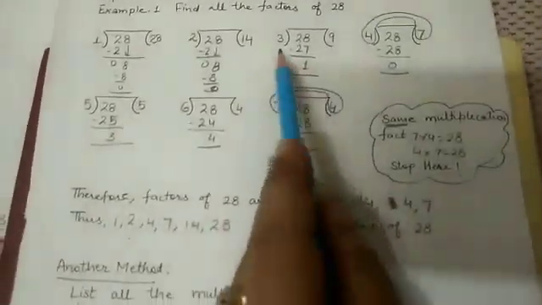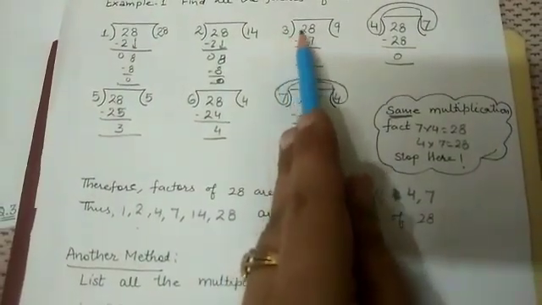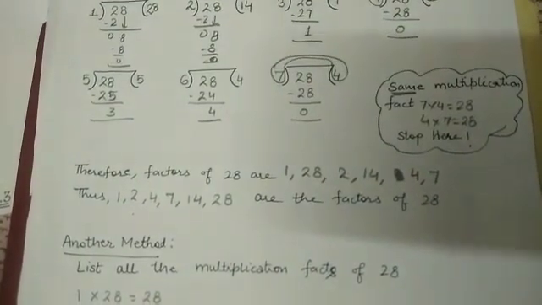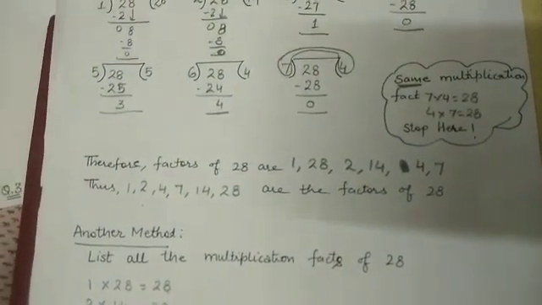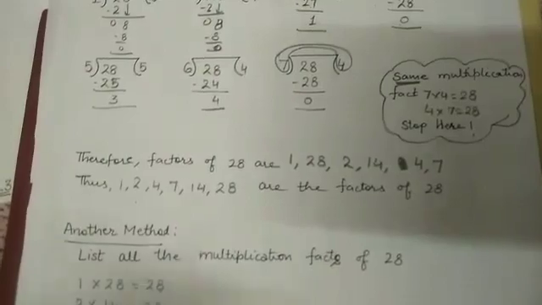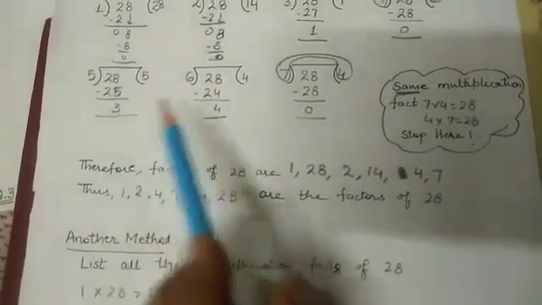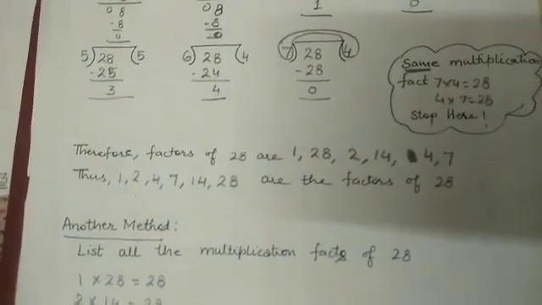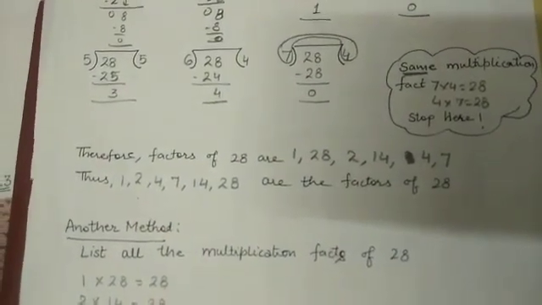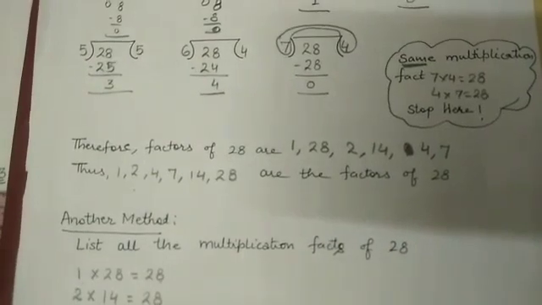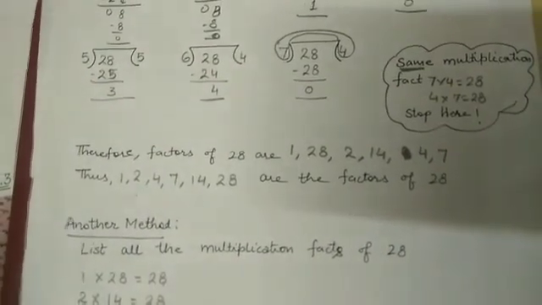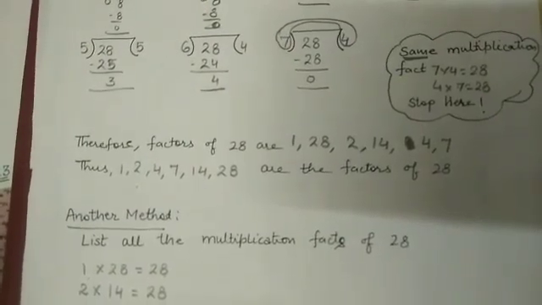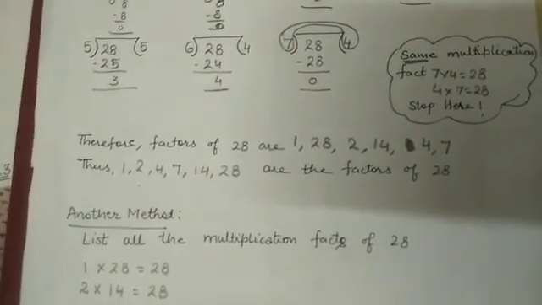Here we have got that 3 is not a factor of 28, so we will not write this number. We will go to 4. 4 7s are 28. 5 is not a factor. 6 is not a factor. So we have done with 7. 7 4s are 28. And then comes 14 2s are 28 and 28 1s are 28.